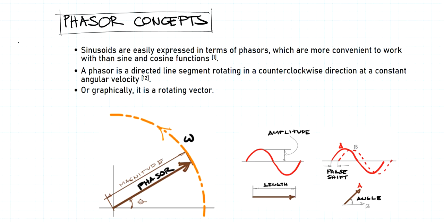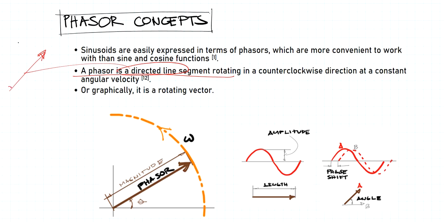Now let's define what is a phasor. It says here that a phasor is a directed line segment rotating in a counterclockwise direction at a constant angular velocity. Again, it is a directed line segment rotating in a counterclockwise direction at a constant angular velocity. So if it's a line segment, then it's a line but it has a direction. So it's essentially a vector.